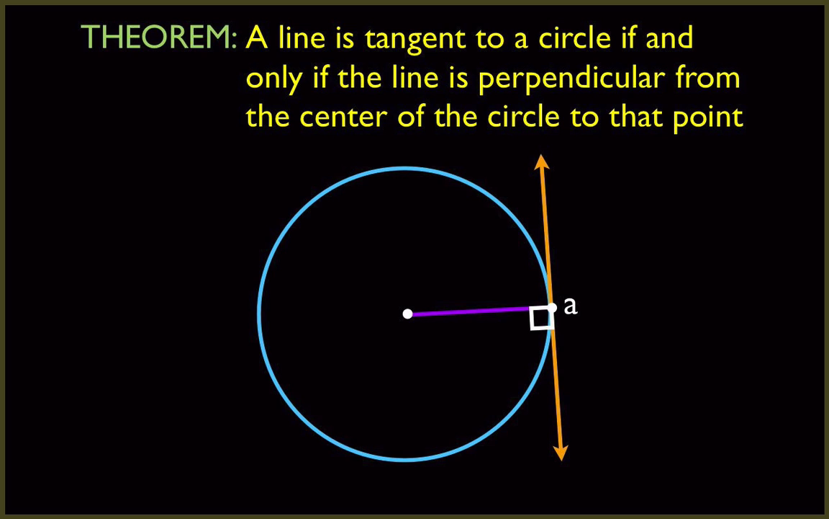Secondly, what it's saying is if I have a radius and it makes a 90-degree angle, so first I have the radius, and secondly it makes a 90-degree angle with a line, that line must be a tangent line.